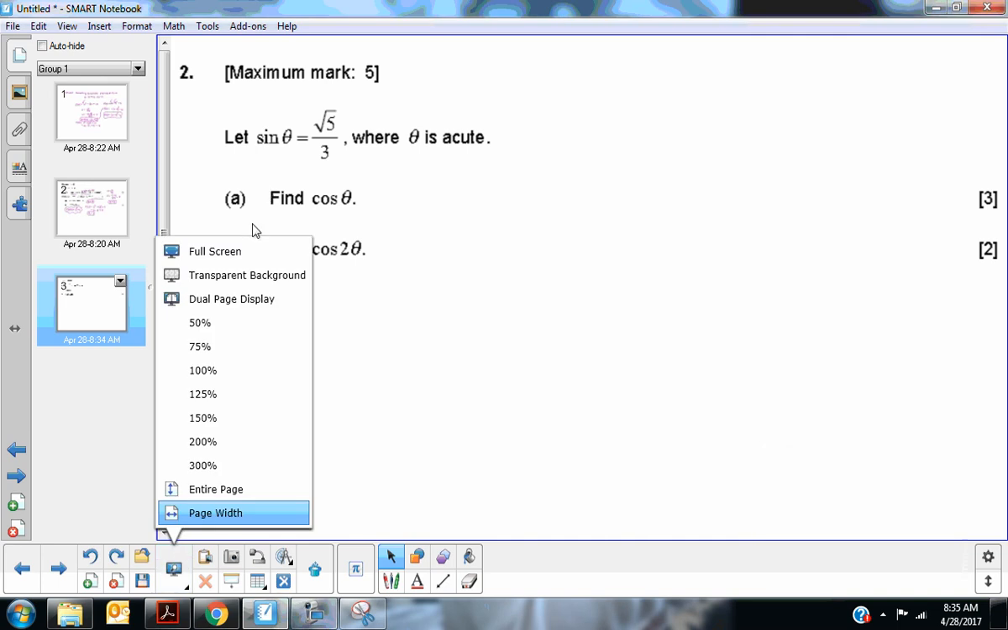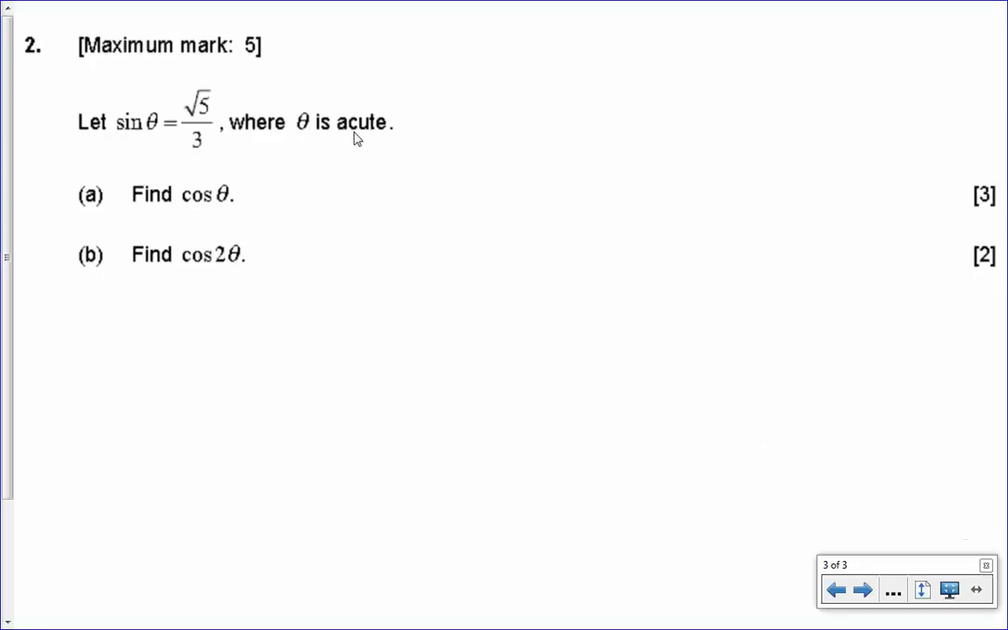Okay, in this video we're going to go over a couple of trig concepts. This is from question 2 on our practice exam. Well, it's supposed to be an easy question. It's number 2. It's only worth 5 points. So sine theta equals root 5 over 3. Theta is acute. Theta here is the angle.